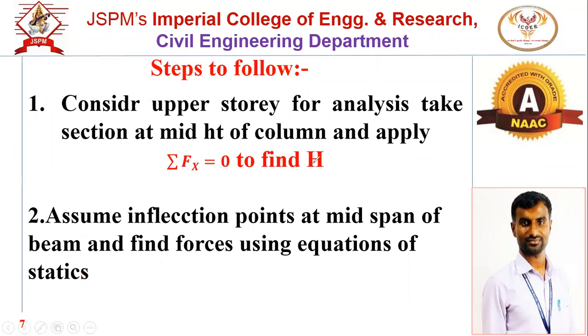So what is the characteristic of this portal method? At each joint you will get three unknowns. Out of three, two are vertical, one is horizontal. Okay, for MCQ type, you have to remember this. Two are vertical, one is horizontal. That we have to find out using available equations.